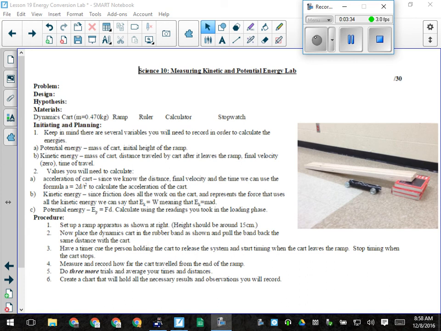Okay, so the problem that we're investigating here today, for some reason I don't have it on there, is how much potential energy is converted to kinetic energy in a mechanical energy conversion. We're going to be converting one form of mechanical energy into another, that is potential into kinetic. We want to find out just how effective that conversion is going to be. So that's the problem we're investigating.